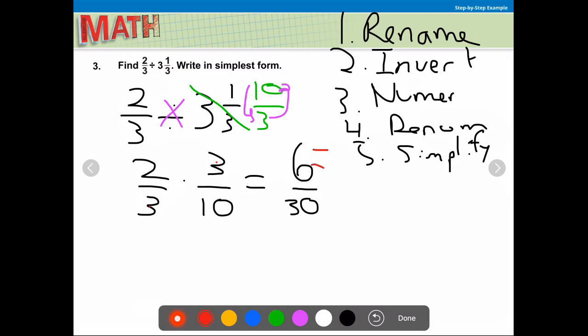So this is 3 times 2, and this is 3 times 2 times 5. So I can get rid of this 3 and this 3, and I can get rid of this 2 and this 2. What I'm left with is 1 over 5. So my answer is 1/5. How many 3 1/3 are in 2/3? There's 1/5 of a 3 1/3.